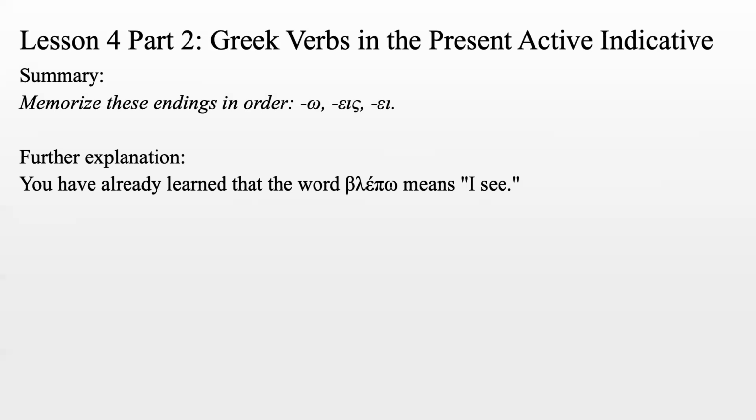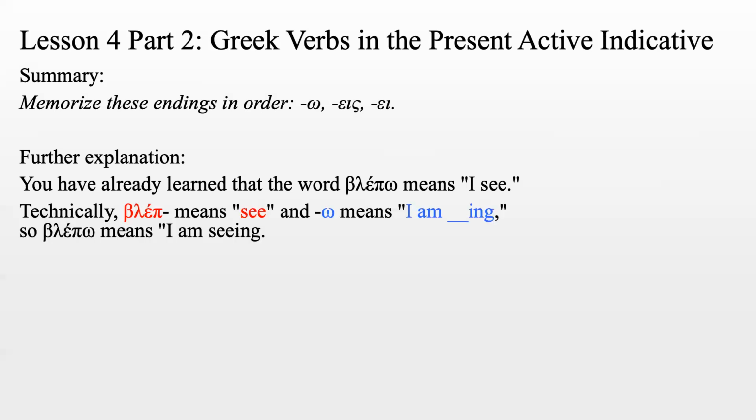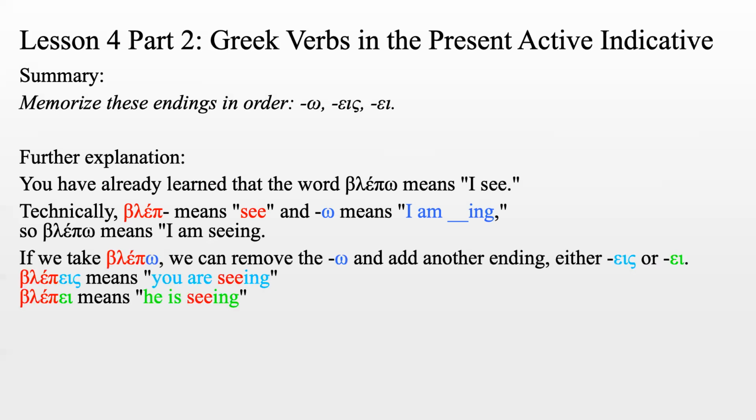You have already learned that the word βλέπω means I see. Technically, βλεπ means see, and ω means I am blanking. So βλέπω means I am seeing. If we take βλέπω, we can remove the ω and add another ending, either εις or ει. βλέπεις means you are seeing. βλέπει means he is seeing.